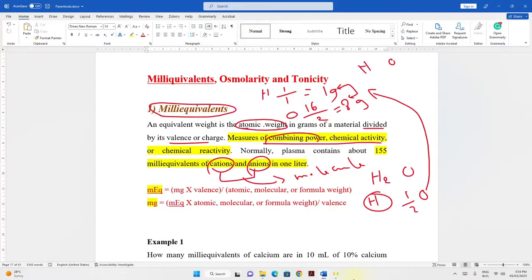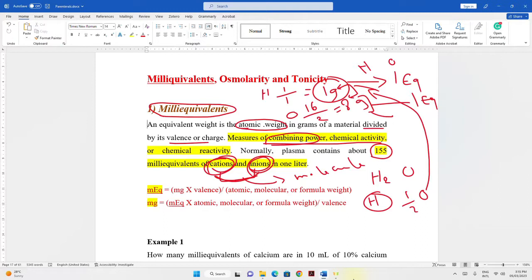So it's about combining. The significance of that is it can give you the combining power of materials. Now, in our plasma, in 1 liter there will be about 155 milli equivalent of cations and 155 milli equivalent of anions. And of course, if we are talking about combination, because you cannot have cations more than anions, then the combination will give you 155 of these molecules in 1 liter. But of course, in the blood, these ions will be mainly dissociated. So if we go back to our example, this 1 gram is one equivalent, and this 8 gram is one equivalent. This is anion and this is cation.